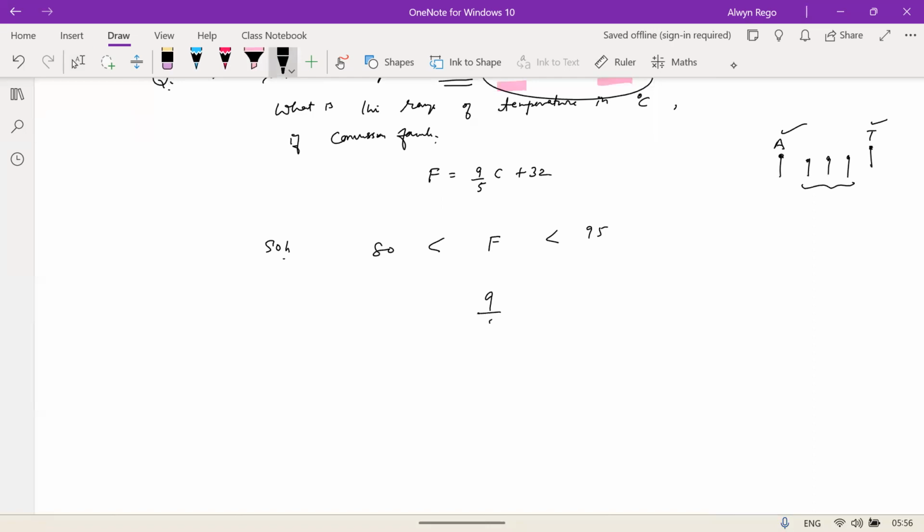So you have 9 by 5 times C plus 32 is less than 95 and more than 80 here. So I subtract 32. So 80 minus 32 is less than 9 upon 5.